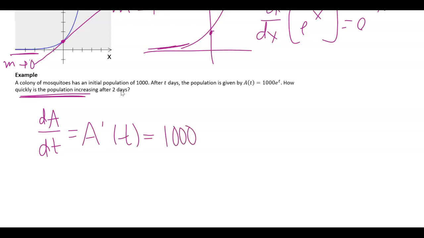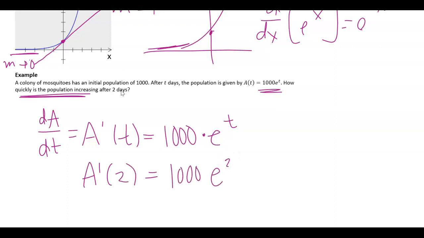Another way to write that would be A prime of t. So just like all other power rule formulas, we keep that constant in the front and then take the derivative of that function. And so A prime of 2 is 1,000 e to the power of 2. And that is 7,389. We're just going to round to the nearest whole mosquitoes. And then the units would be in mosquitoes per day.